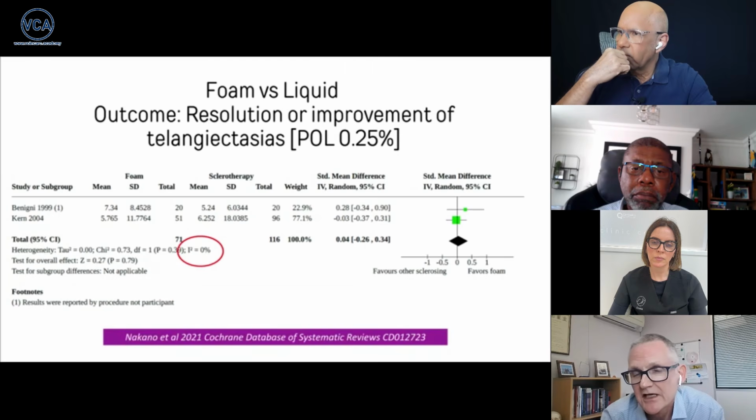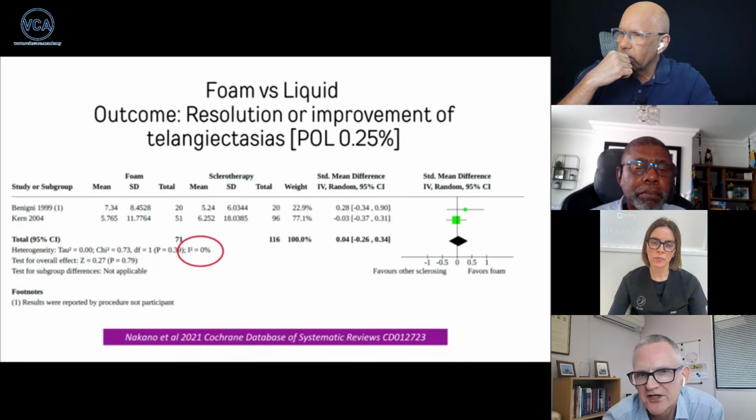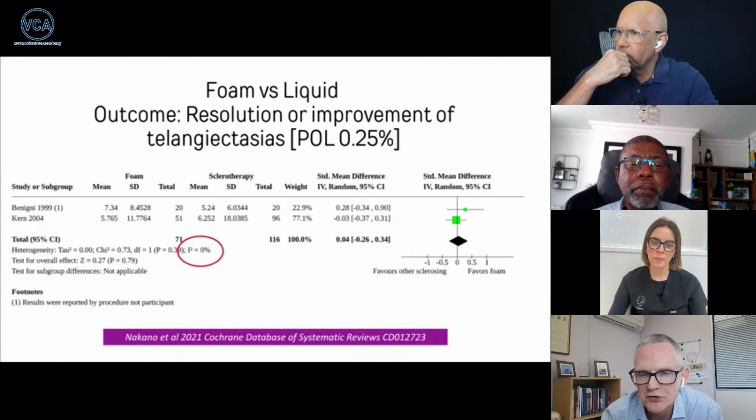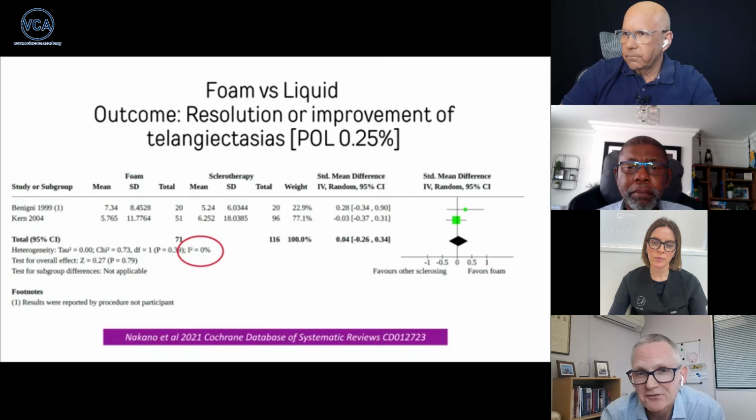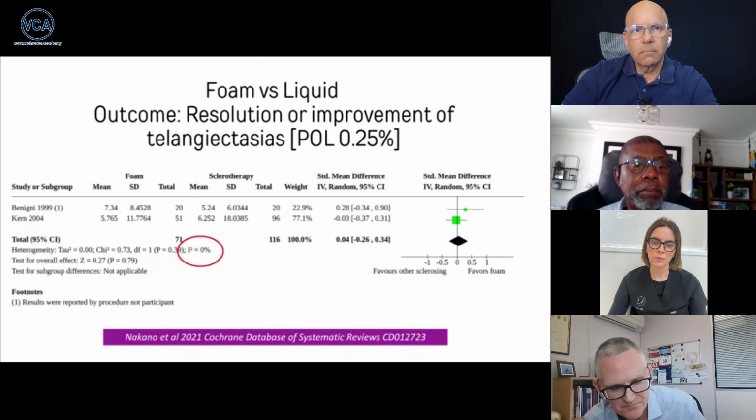In this instance, the large diamond almost sits in the middle of that center line, and if you look at the numbers in bold to the left of that, you can see that the confidence intervals go from a minus number to a plus number. That means they're quite wide, and they don't favor one treatment over the other. So the results from, albeit only 116 patients, mean that there was no difference in efficacy between foam and liquid sclerotherapy used in those particular studies.